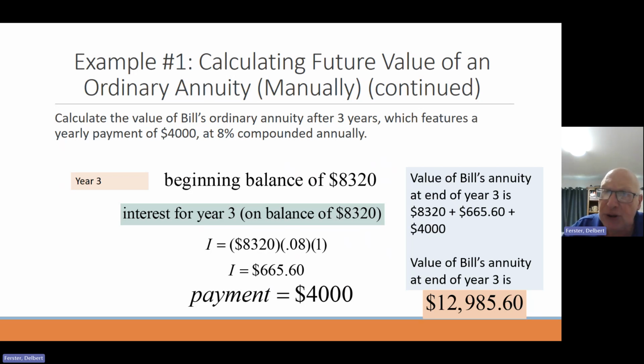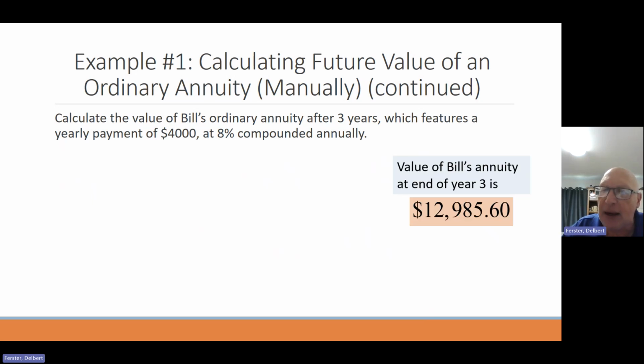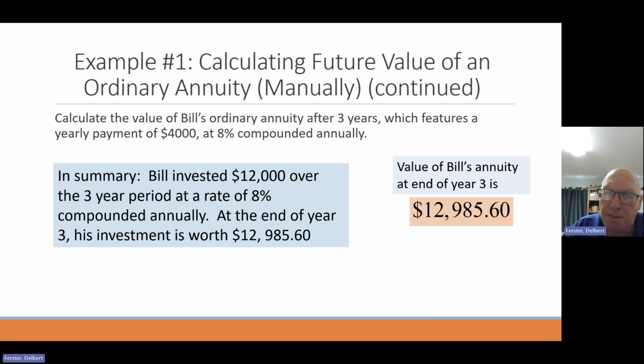This is a regular ordinary annuity. The installment payments are made at the end of the year, or at the end of the period. As we saw at the very first year, he really went a whole year where he didn't earn interest because his first payment was made at the end of the first year. So here's just a little summary for you. At the end of year three, that was the value of his 3-year annuity.